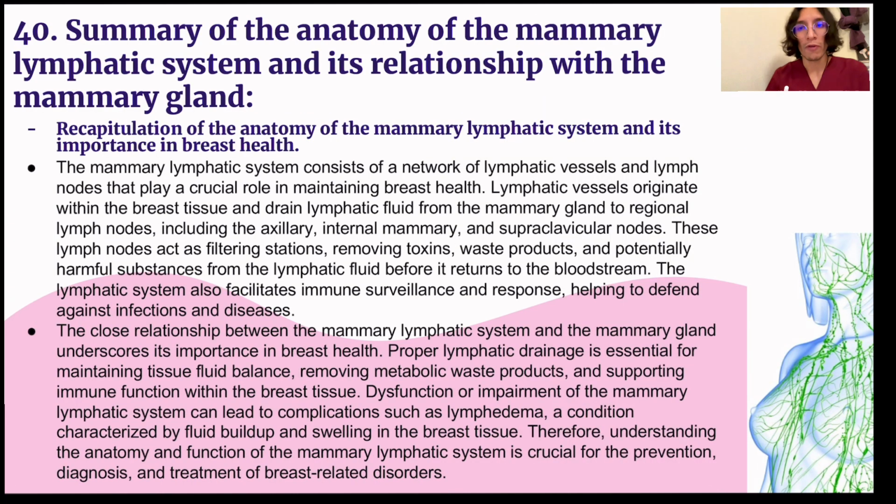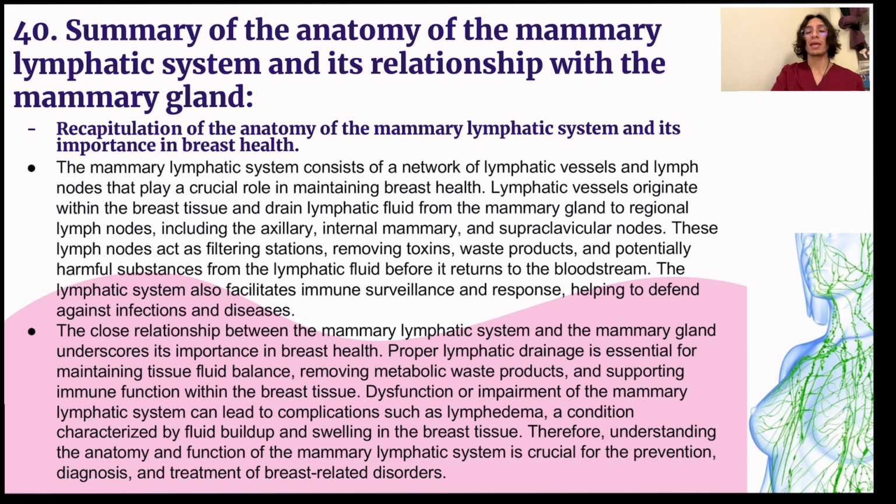Summary of the anatomy of the mammary lymphatic system and its relationship with the mammary gland. The mammary lymphatic system consists of a network of lymphatic vessels and lymph nodes that play a crucial role in maintaining breast health.